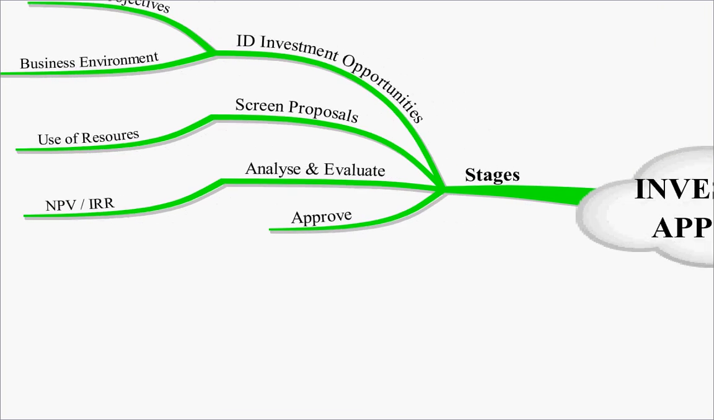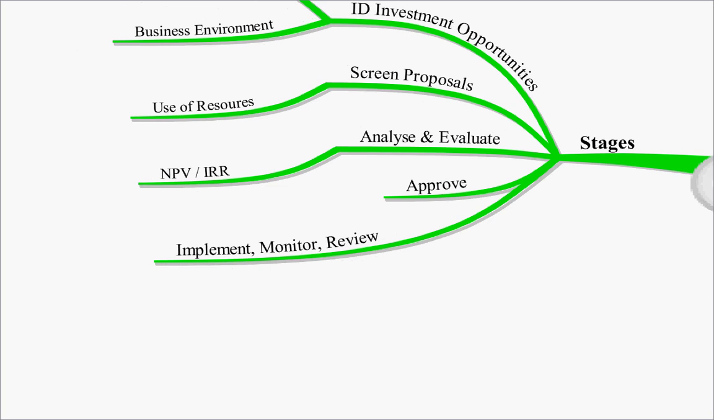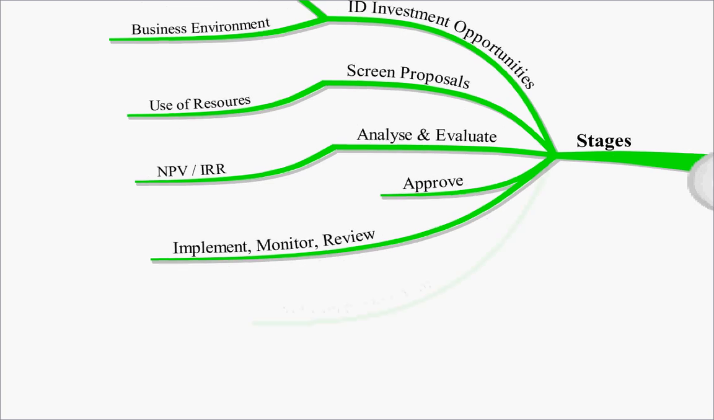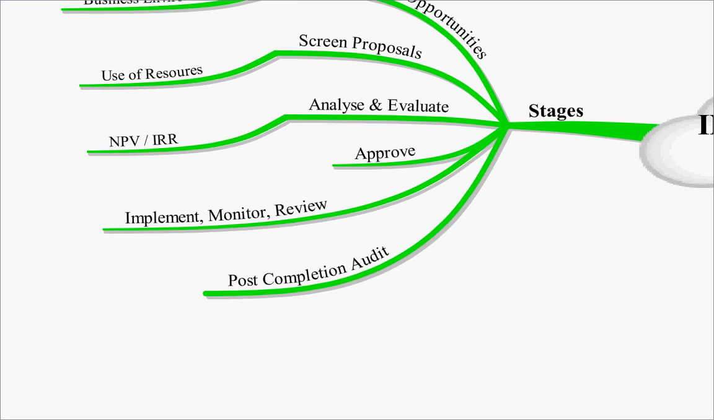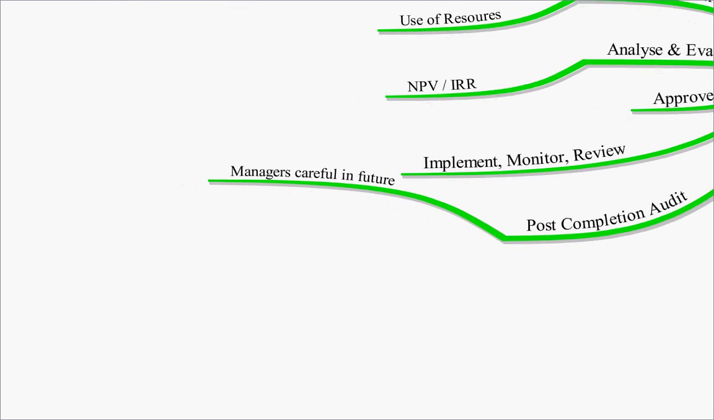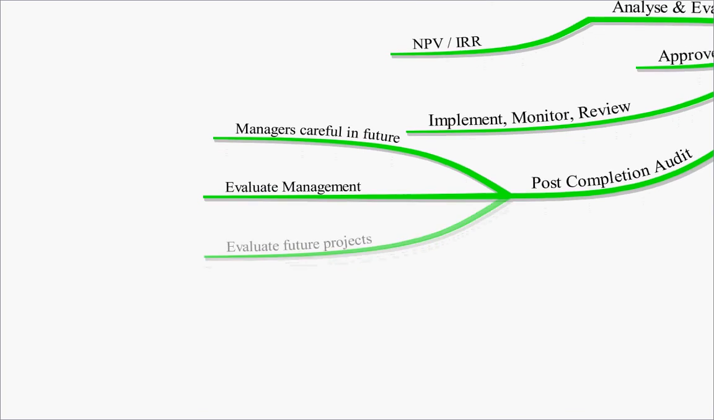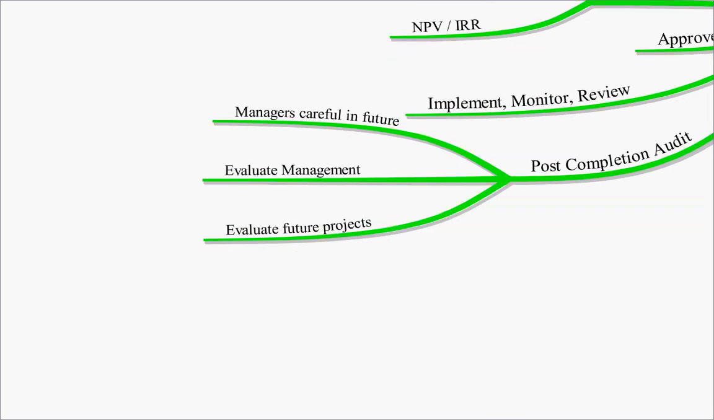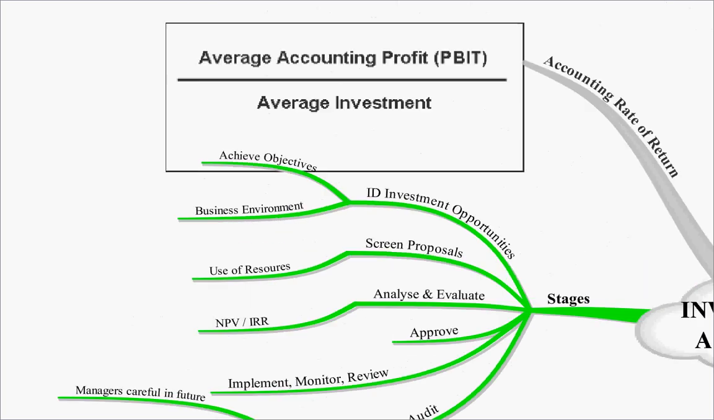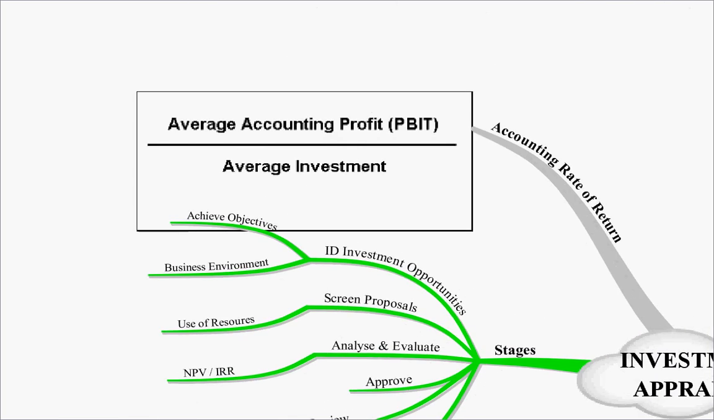You'll then approve them, of course only if they are positive. You will then implement the investment, monitor it and review it. After that, you will conduct a post-completion audit. After the project is finished, a post-completion audit. This is to ensure that managers are careful in the future to evaluate future projects effectively, to learn your lessons. So those are the stages in investment appraisal.